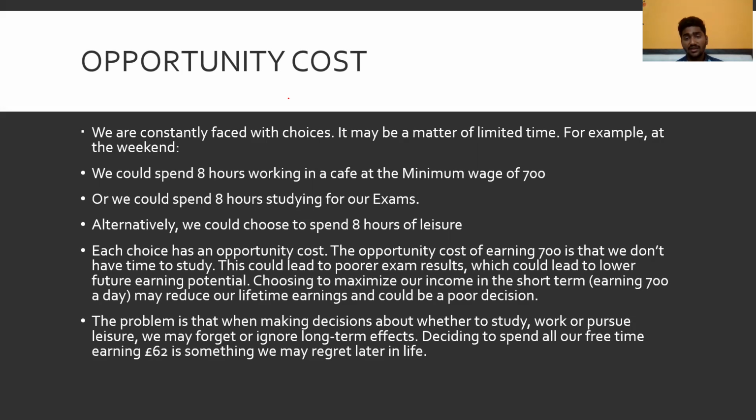The opportunity cost of earning 700 is that we don't have time to study or to enjoy leisure. This could lead to poorer exam results, which could lead to lower future earning potential. Choosing to maximize our income in the short term, like earning 700 rupees a day, and reducing our lifetime earnings could be a poor decision. When making decisions about whether to study, work, or pursue leisure, we may forget or ignore long-term effects. Deciding to spend all our free time earning 700 rupees is something we may regret later in life.